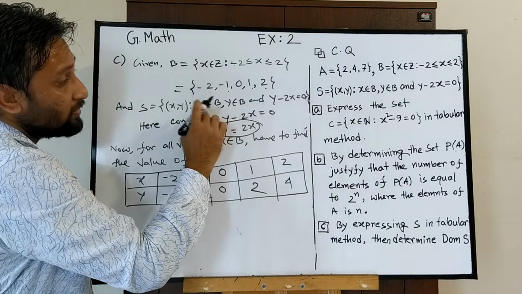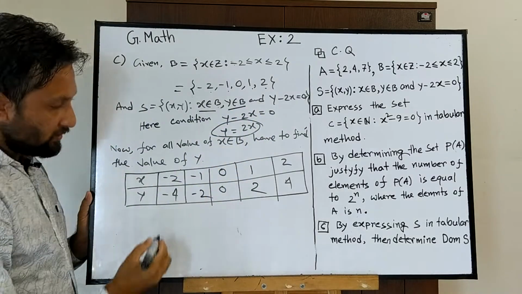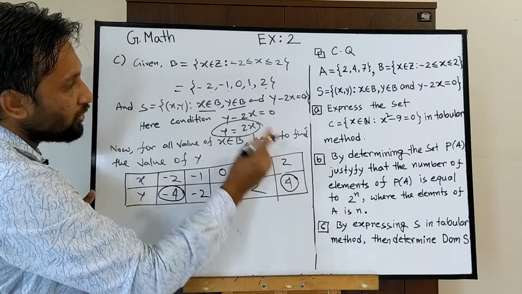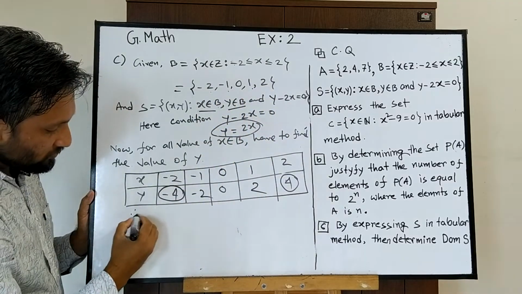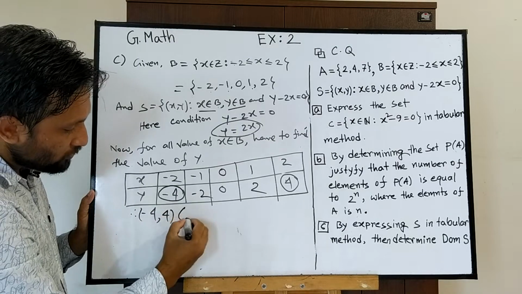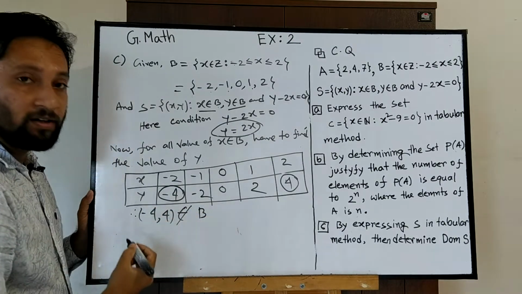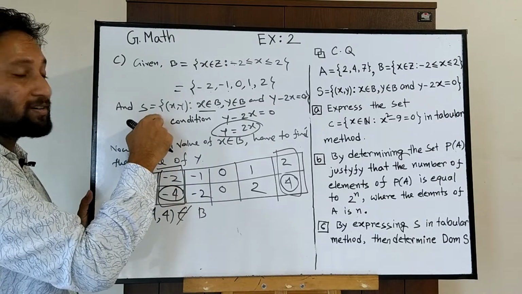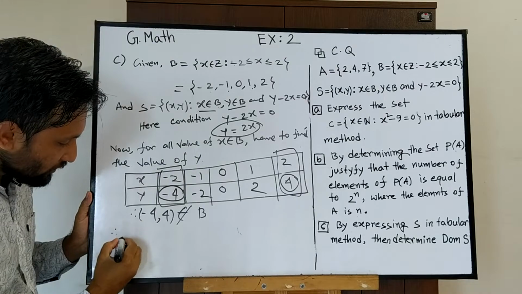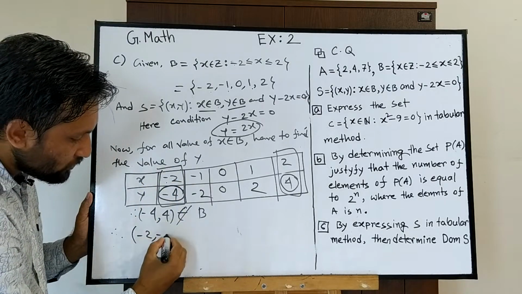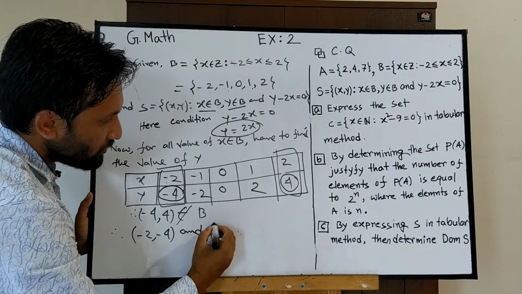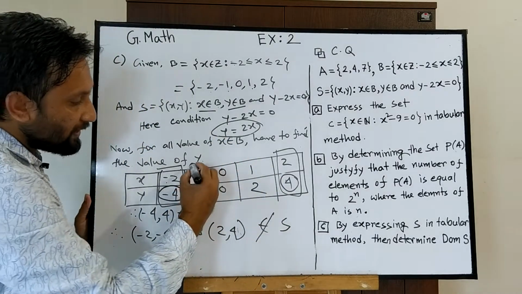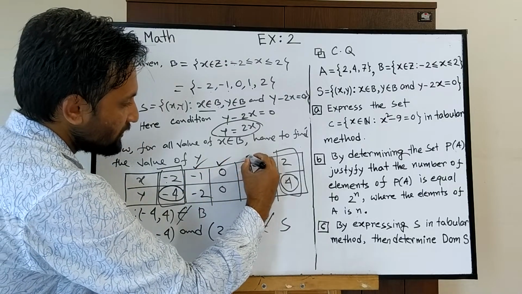But in this condition, x is an element of B and y is an element of B. Here we see that all x values are in B, but minus 4 and 4 are not elements of set B. Therefore the pairs minus 2, minus 4 and 2, 4 do not exist in this set S. So the elements of S must be these pairs.